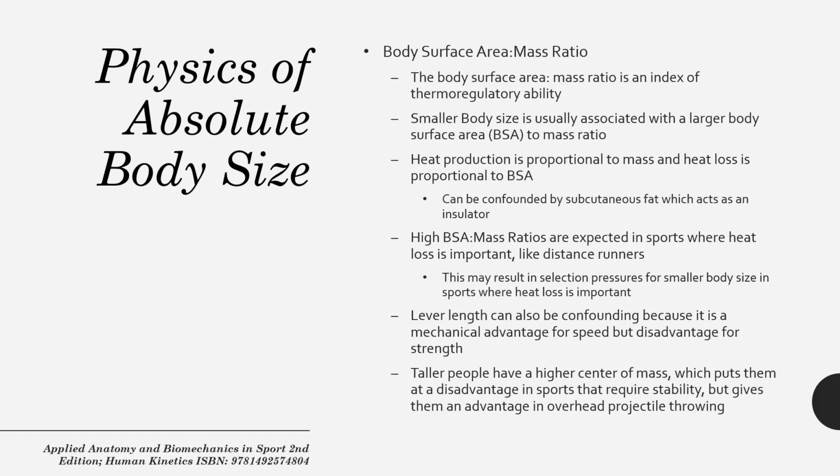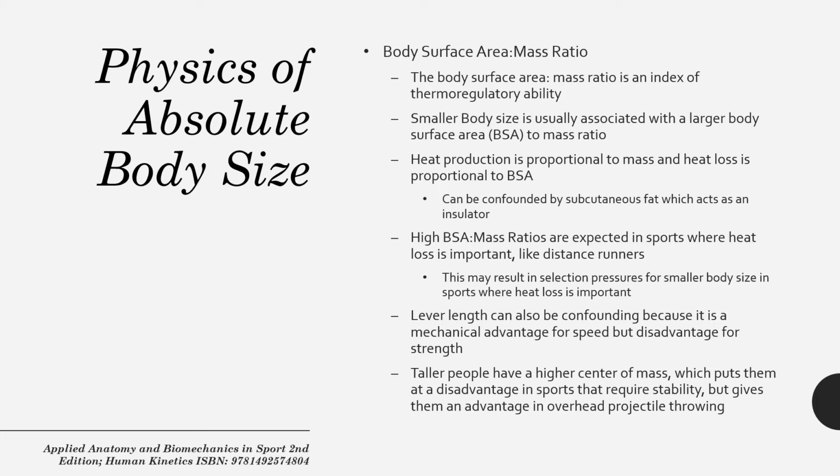The final physics concept that we are concerned with for absolute body size is the body surface area to mass ratio. And this basically is an index of thermoregulatory ability. So with your body size, can you absorb or let off heat efficiently? We know smaller body sizes are usually associated with a larger body surface area to mass ratio. That means the heat production should be proportional to the mass, and the heat loss should be proportional to the body surface area. Some things that can confound this general piece of knowledge is any subcutaneous fat which is present, and this is going to act like an insulator. So individuals who have higher levels of body fat, especially under the skin, this is going to mess up this general concept.